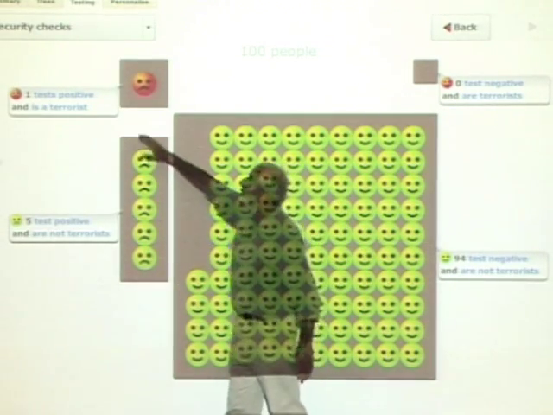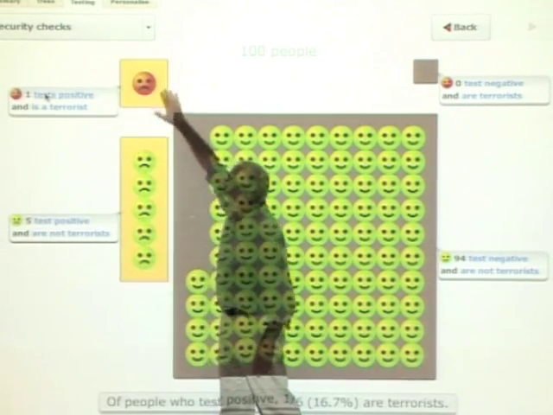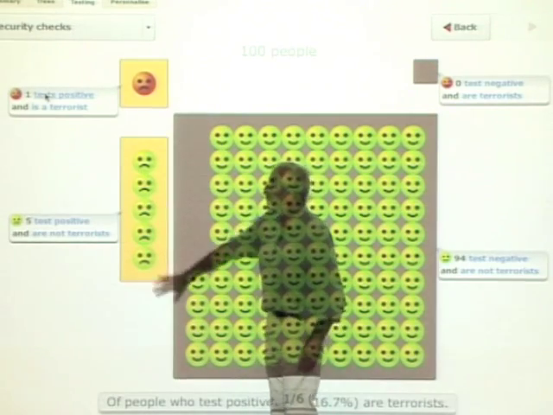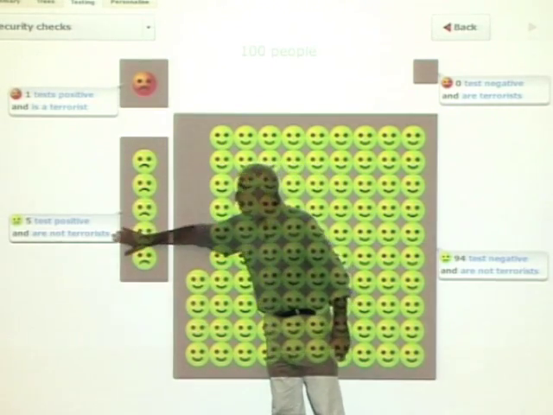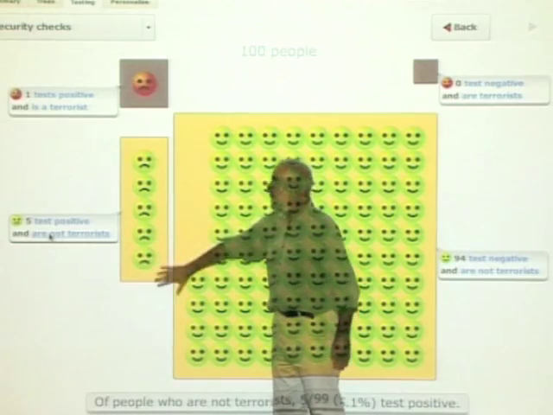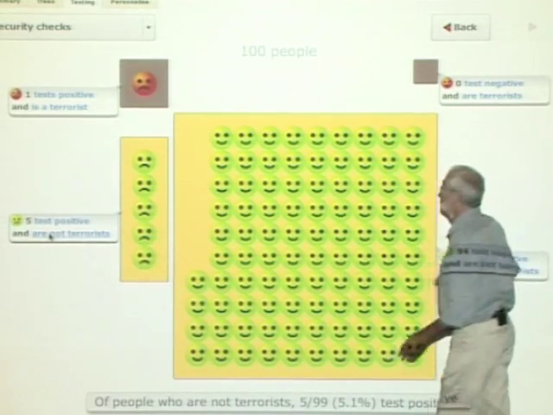So that means that of the ones who test positive, of these 6, only 1 is a terrorist, 5 are false positives. Of the ones who are not terrorists, we get 5 false positives, which is 5 out of 99. Okay, so what that shows, this is known as an application of Bayes' theorem.